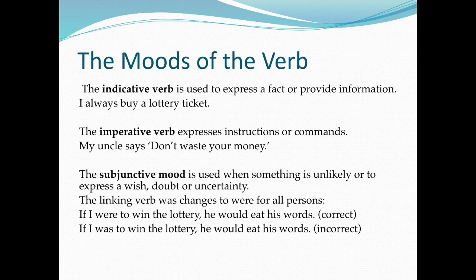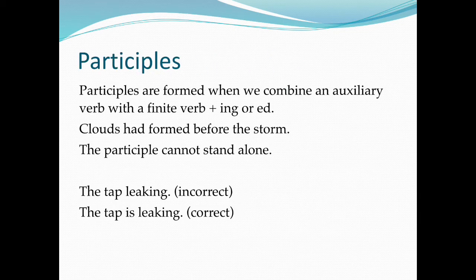The subjunctive mood is used when something is unlikely or to express a wish, doubt, or uncertainty. The linking verb was changes to were for all persons. If I were to win the lottery, he would eat his words. That is correct. If I was to win the lottery, he would eat his words. That is incorrect.